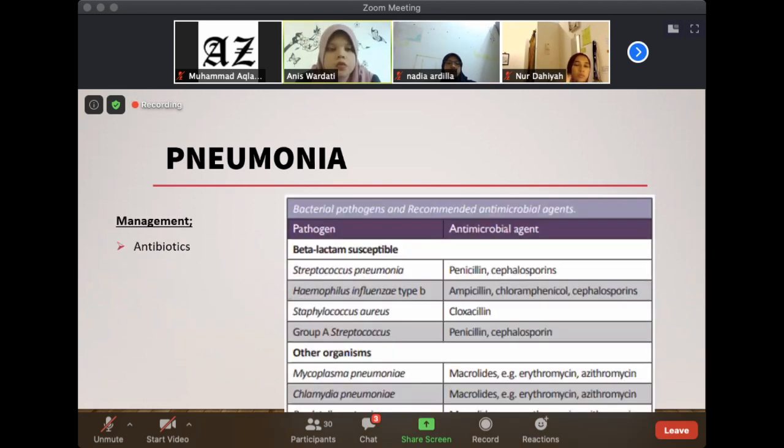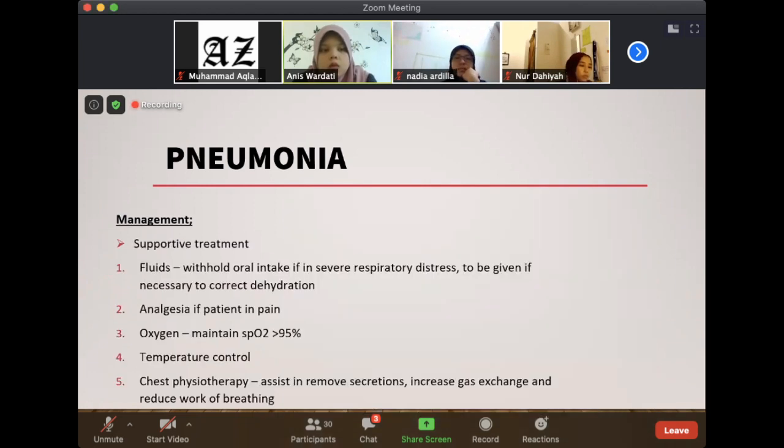For the management, antibiotics depend on the protocol and which pathogen. There are a few choices of antibiotics, and other than antibiotics, you can also give supportive treatment. You can give fluids to prevent or correct dehydration. If the patient is in pain, you can give analgesia. You also need to maintain oxygen saturation above 95%. You can also give paracetamol to control the temperature and reduce discomfort to the patient. And lastly, you can give chest physiotherapy to assist in removing secretions.